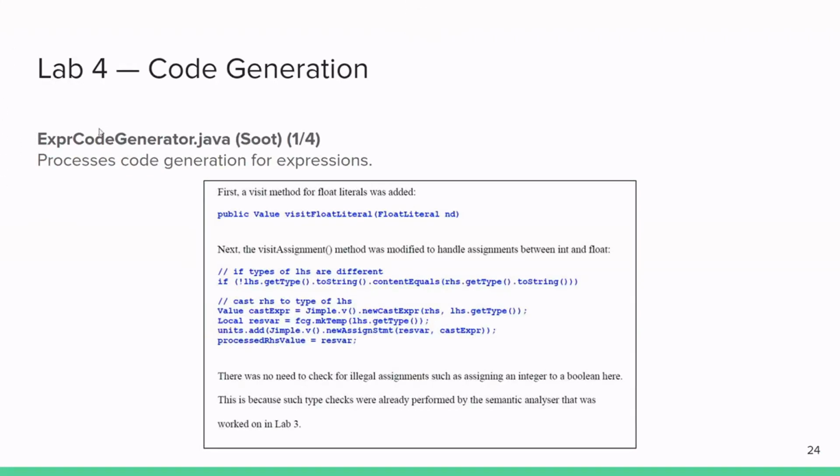So this file called expressioncodegenerator.java is using a technology called Jasmin to generate code for expressions. So for example, over here for an assignment expression, we need to check if the left hand side and right hand side are of different types. If so, we want to cast the right hand side to the type of the left hand side. And the following are code that are used to achieve this.